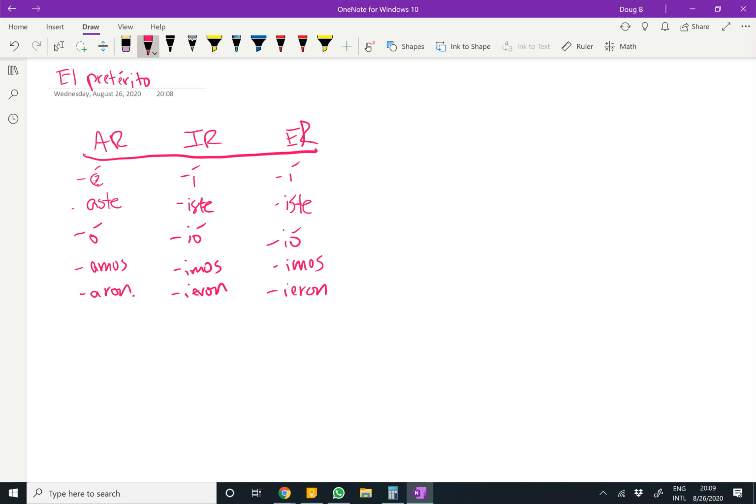Now, like I said, there are a lot of exceptions. There are a few verbs that are exceptions across the board that don't really fit into a pattern. Those verbs are ir and ser. Ir and ser are actually conjugated the exact same way. We have yo fui, tú fuiste, él fue, nosotros fuimos, ellos, ellas, ustedes fueron. No other way to know that but to memorize it.